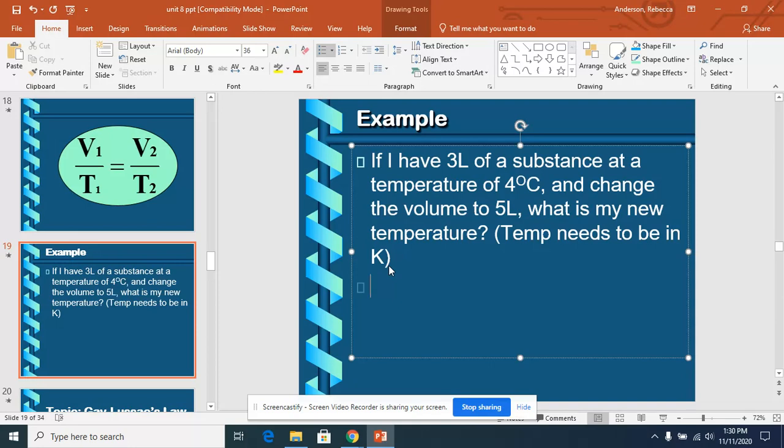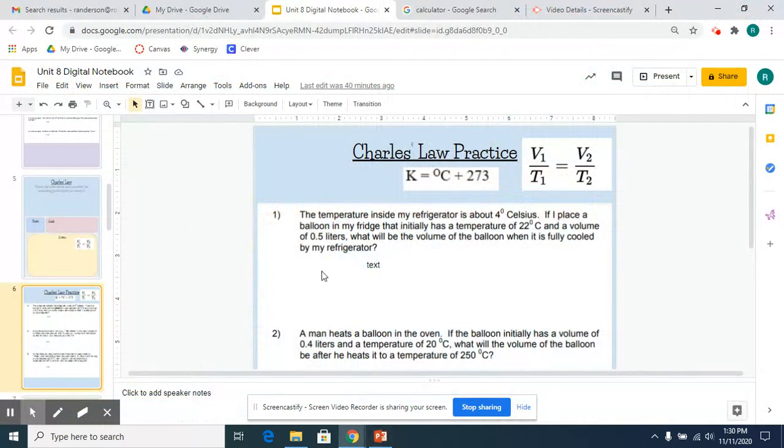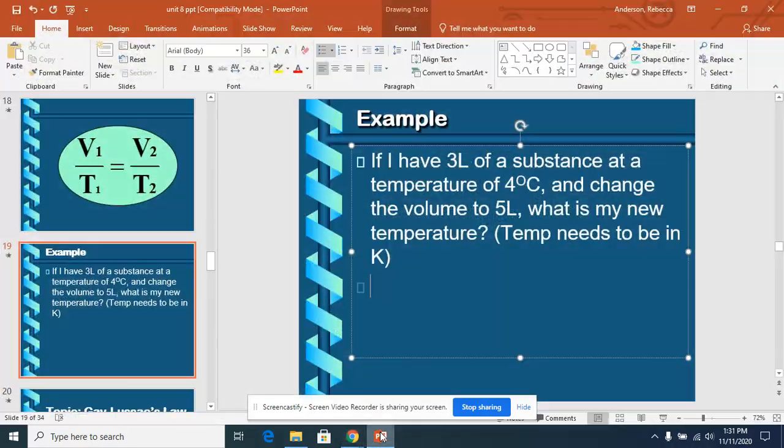So if I have 3 liters of a substance and a temperature of 4 degrees Celsius and change the volume to 5 liters, what is my new temperature? Our temperature needs to be in Kelvin. So a reminder, which I have in your practice problem, you need to know that Kelvin is Celsius plus 273. All right, so let's write down what we know.